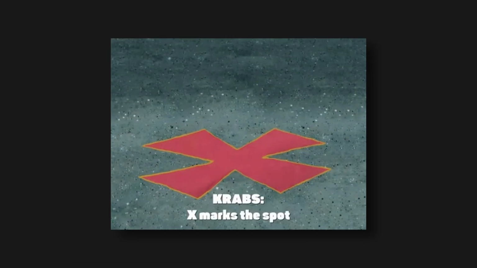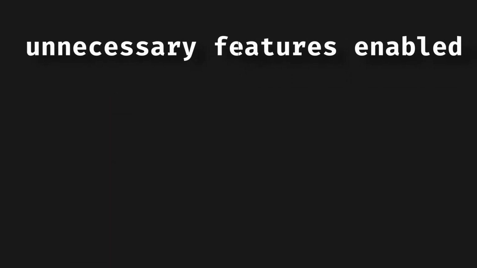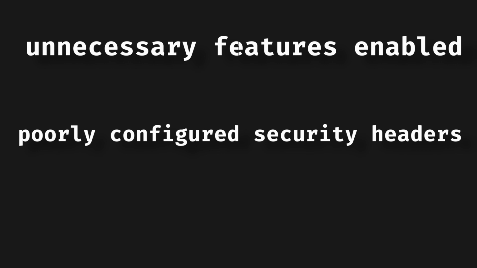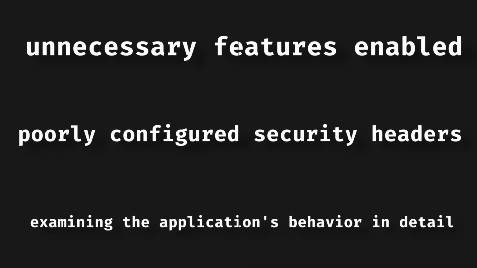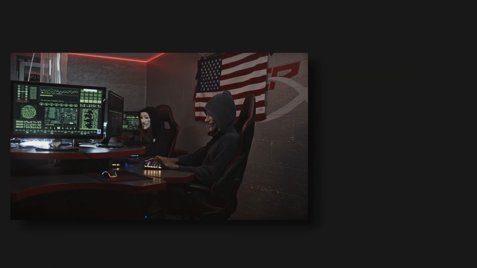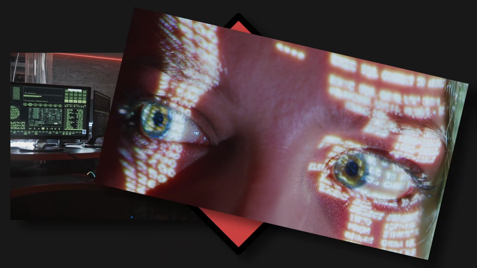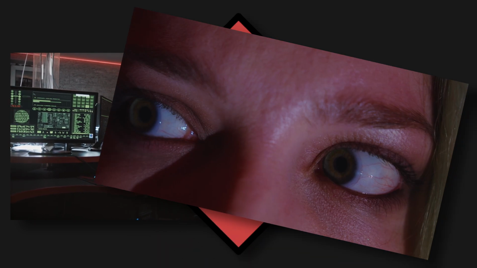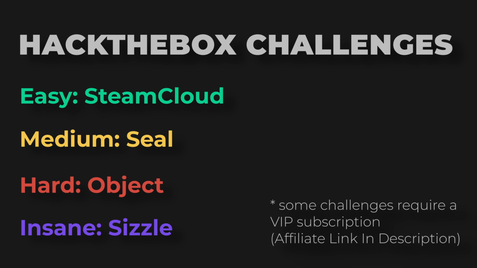To find this vulnerability, look for unnecessary features enabled or poorly configured security headers. Recon strategies include examining the application's behavior in detail and looking for anything out of the ordinary. If the code is in a public or compromised Git repo, try finding some information there as well. And if you want to practice this vulnerability, check out these Hack The Box challenges.